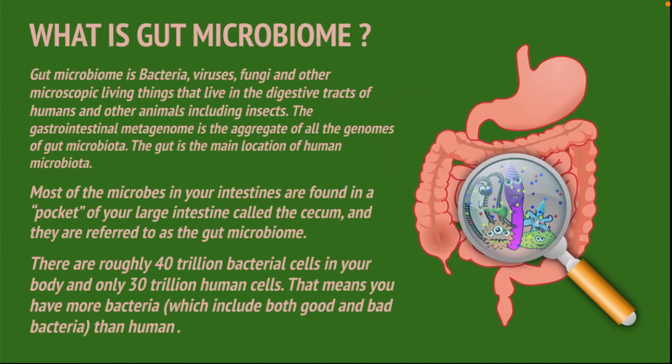What is gut microbiome? Gut microbiome is a bacteria, virus, fungi, and other microscopic insects. The gastrointestinal microbiome is an aggregate of all the genomes of a gut microbiota. The gut is the main location of a human microbiota. Most of the microbiomes in your intestines are found in the pocket of your large intestine called the cecum, and they are referred to as the gut microbiome.